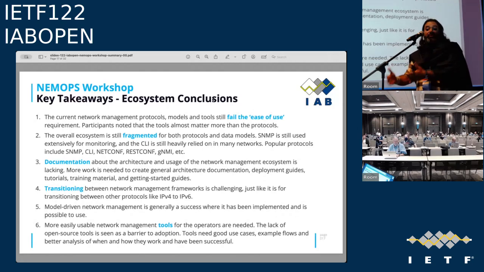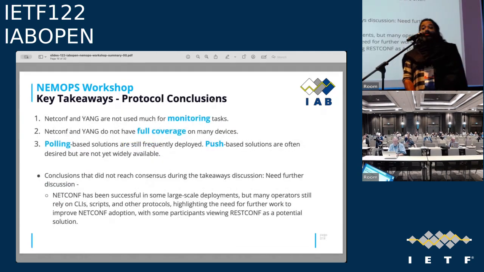It's working. So whatever issues you have identified, there's no need to completely revolutionize things, but build on what's already working. And more easy tools was identified as one of the requirements. Next slide. For protocol monitoring, asking for full coverage, people agreed that polling-based systems are still being used. We want push, but it exists. SNMP is still being used there. We also identified something on which we did not reach conclusion, and that's captured in the workshop report. Next slide.